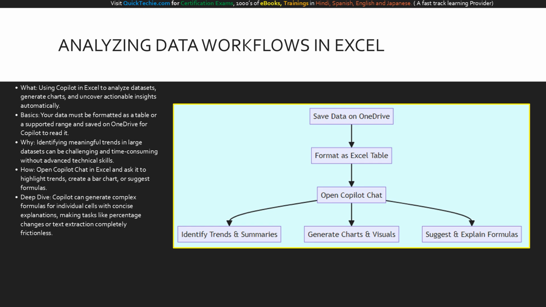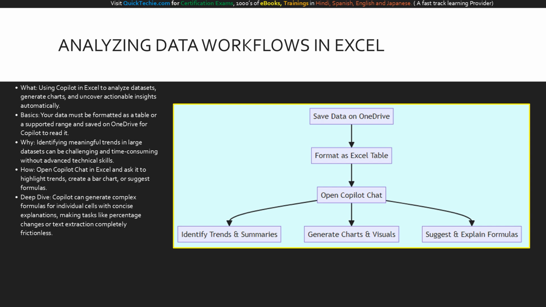Why spend hours building pivot tables manually when you can simply type, "Create a bar chart showing sales by region"? Copilot will generate the chart, which you can then refine by asking it to add axis labels or highlight top performers. Furthermore, Copilot can actually build and explain complex Excel formulas for you. If you need to calculate percentage increases or extract specific text strings, you just ask and Copilot generates the exact formula for the cell.